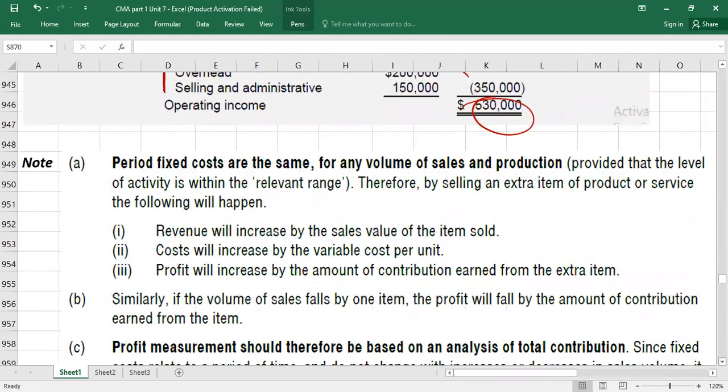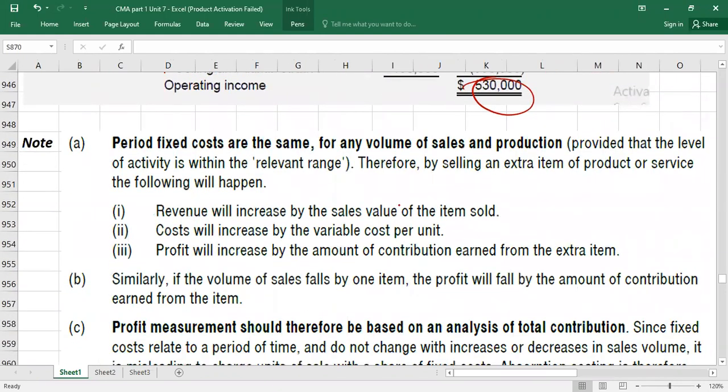And these points are written here. So I told you, when you sell one extra item of the product or service, these things will happen. Revenue will increase by the sale value of the item sold. Obviously, revenue will increase. Cost will also increase. Which cost? Variable cost will also increase with the sale of that unit. And profit will also increase by the amount of contribution earned from the extra item.